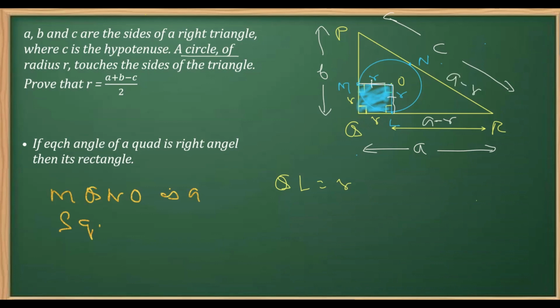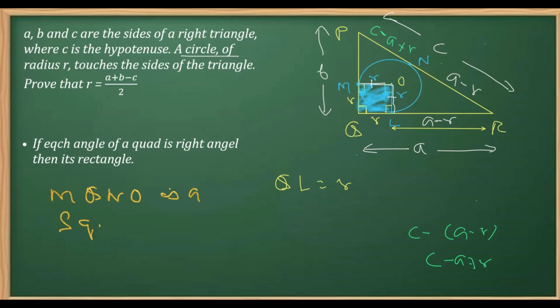Now, if I'm interested in getting the length of this, what should it come as? The whole length is how much? C. The whole length is C. And this part is A minus R. So this will give you C minus the quantity A minus R. That means it should come as C minus A plus R.